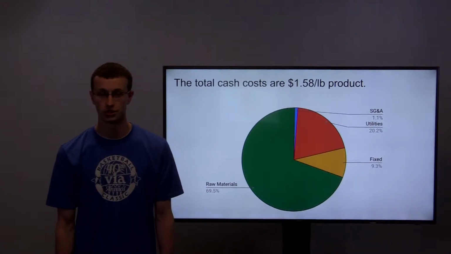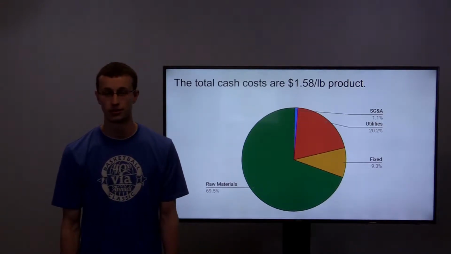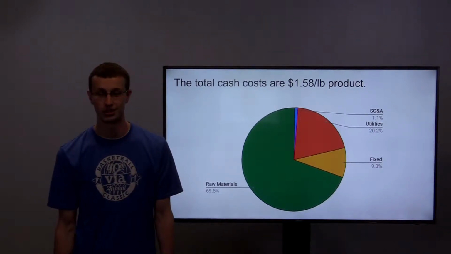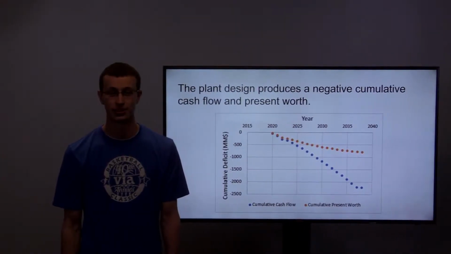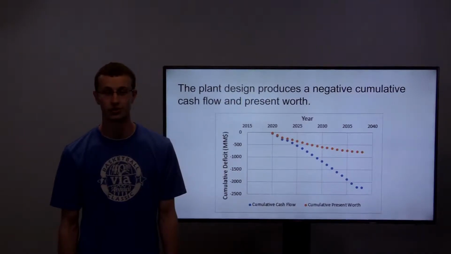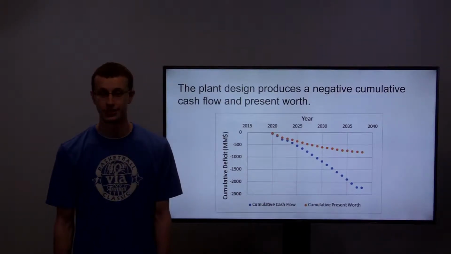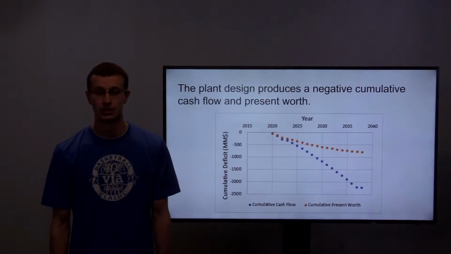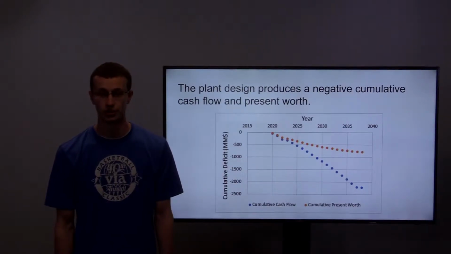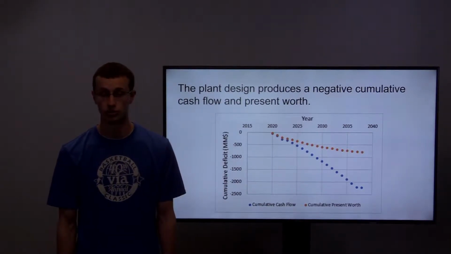The fixed costs include labor, insurance, repair and maintenance, and property tax. The plant design produces a negative cumulative cash flow and present worth. Throughout the duration of the plant's lifetime, the cumulative cash flow linearly decreases until the plant's conclusion.